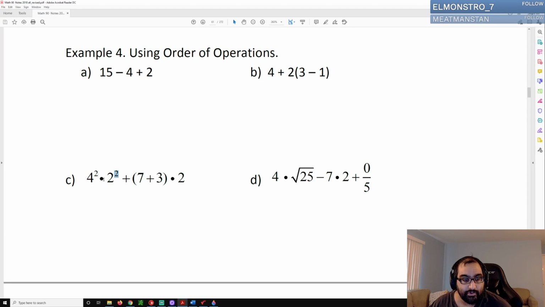4 squared times 2 squared plus 7 plus 3 times 2. I'll give you guys a minute here. Go ahead and give this problem a try, and then we'll go through it together. I'll give it a minute or two. Again, just work methodically. That's all I ask.